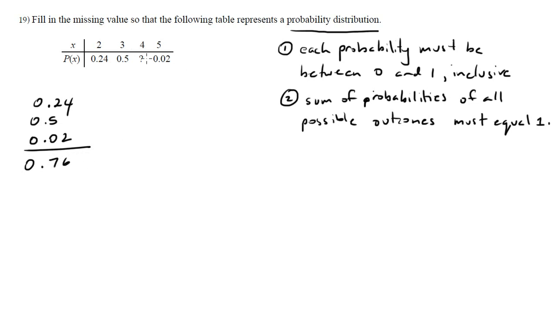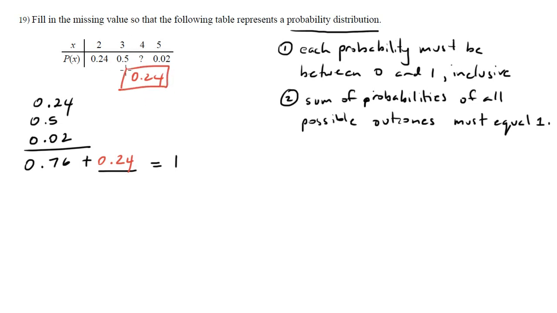And in order for this probability distribution to be valid, when I add this last probability, I should get 1. And the probability I need to add to 0.76 to get 1 is 0.24. And that's my answer. That's what the missing value has to be.